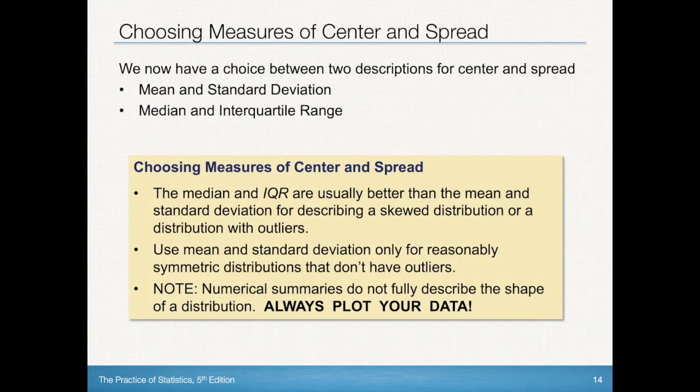So now we have two sets of different tools that we can use to describe center and spread. And the question becomes, why do we use certain ones over the others? And the answer comes from your understanding of the shape and if outliers are present. In short, if something is symmetric, that means that the values deviate about the same amount to the left or right of the mean.